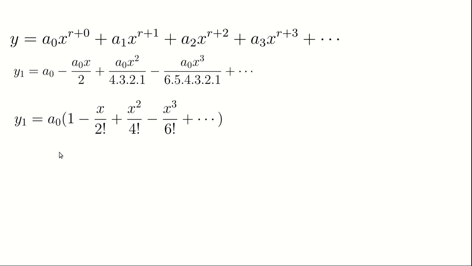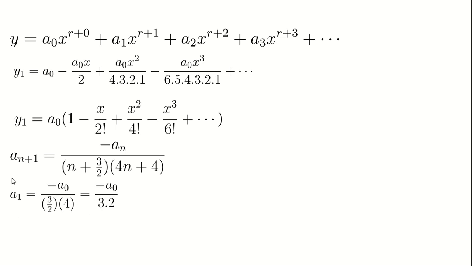Let's go to the second solution. So we start with this one again and substitute the value of r, and let's see what happens to get our a1. a1 becomes minus a naught, here is 0, 3 over 2, here is 0, here is 4. So 2 will take care of 4, giving us 2. So this is for a1.